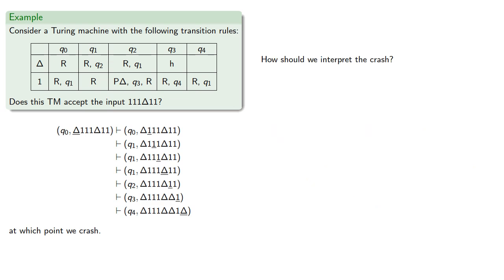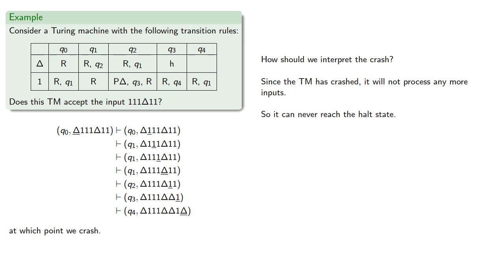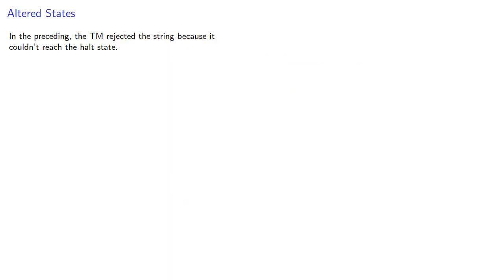Now, how should we interpret the crash? Since the Turing machine has crashed, it will not process any more inputs, so it can never reach the halt state. So we should regard the Turing machine as having rejected the string. Now, in the preceding, the Turing machine rejected the string because it couldn't reach the halt state. But for reasons that will become apparent, we might want a more definitive rejection.